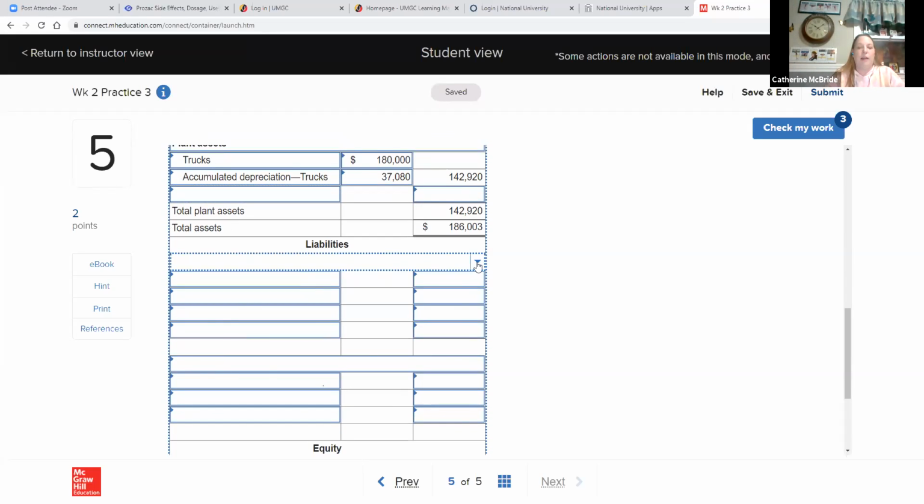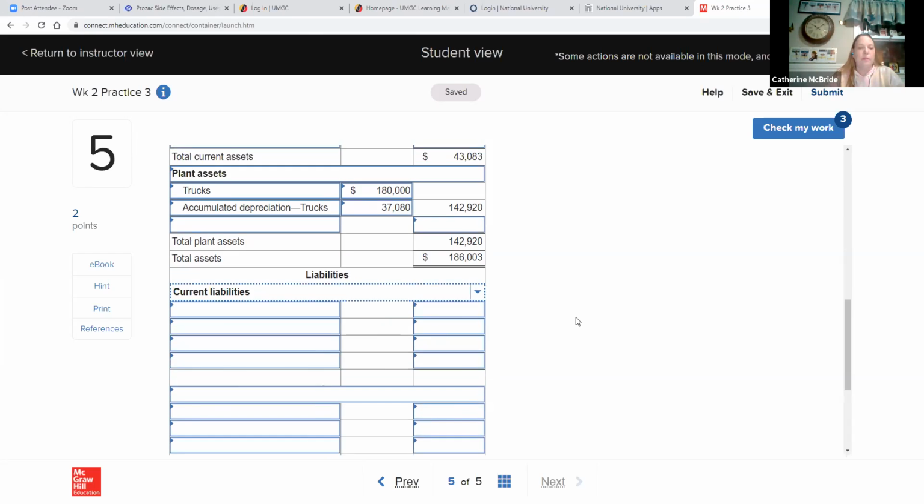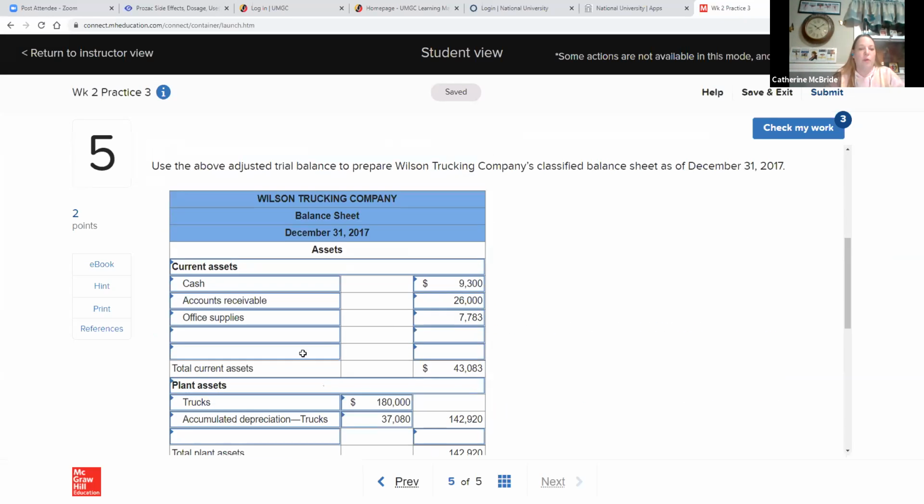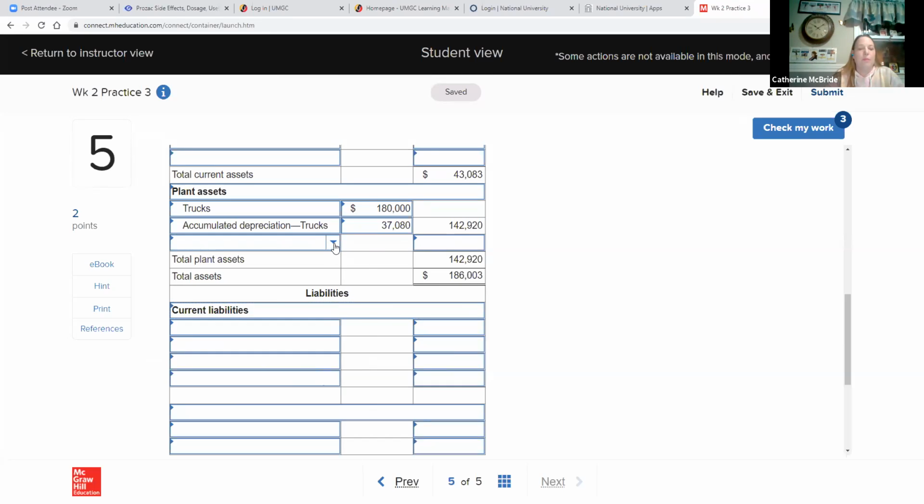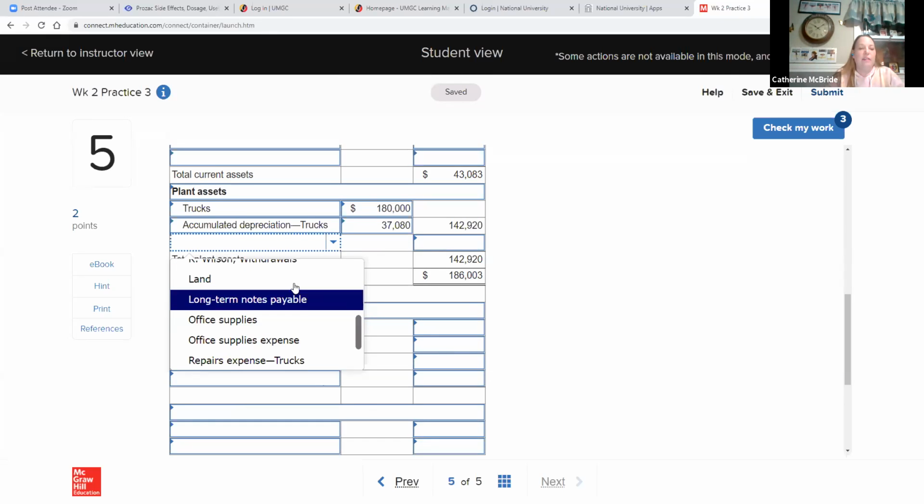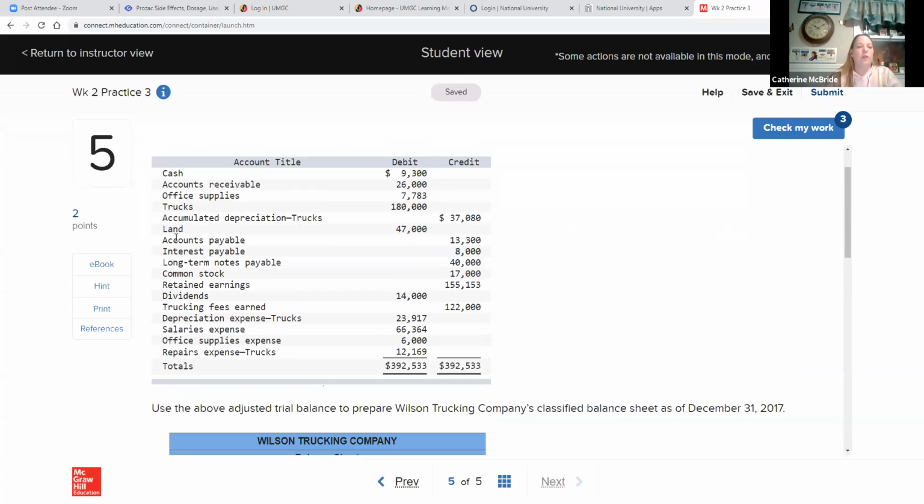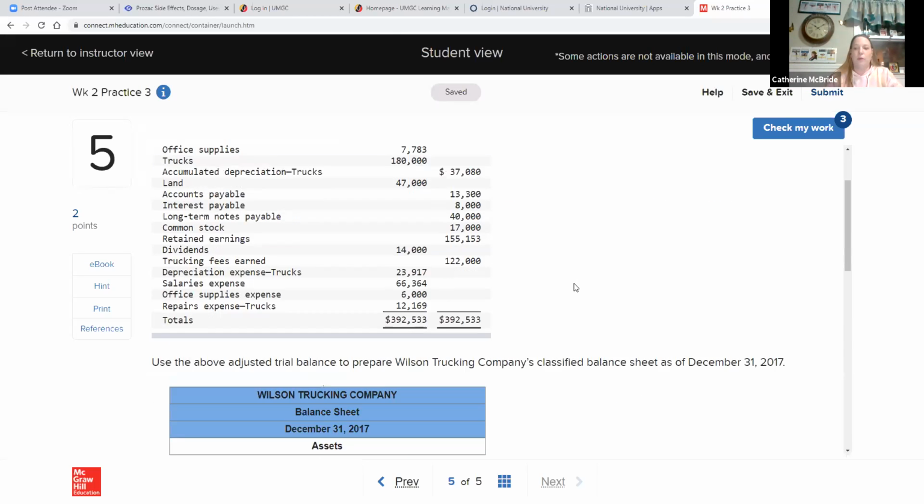Now our liabilities, we're going to have our current liabilities. So we're going to go up here, we're going to start. So, oh wait, we have land too. That has to go there. Land is 47,000. Land does not get depreciated because it has an indefinite life. So you can't divide it up for its life. All right. So current liabilities. So the first liability is accounts payable, I'm sorry, I have 113,000.